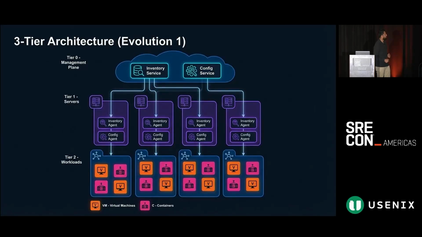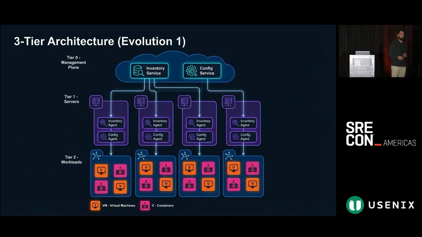So our first evolution was coming up with a 3-tier architecture. Now, in this architecture, the workloads didn't register directly with the management plane, but they were managed separately. So up top, I have drawn a tier 0 management plane. In it, I have shown 2 services, inventory service and config service. In reality, there were a lot more verticals providing a lot more features. And this is where the customers come to have a unified view of their inventory and configure universal policies across their workload. At tier 1, we have our servers.